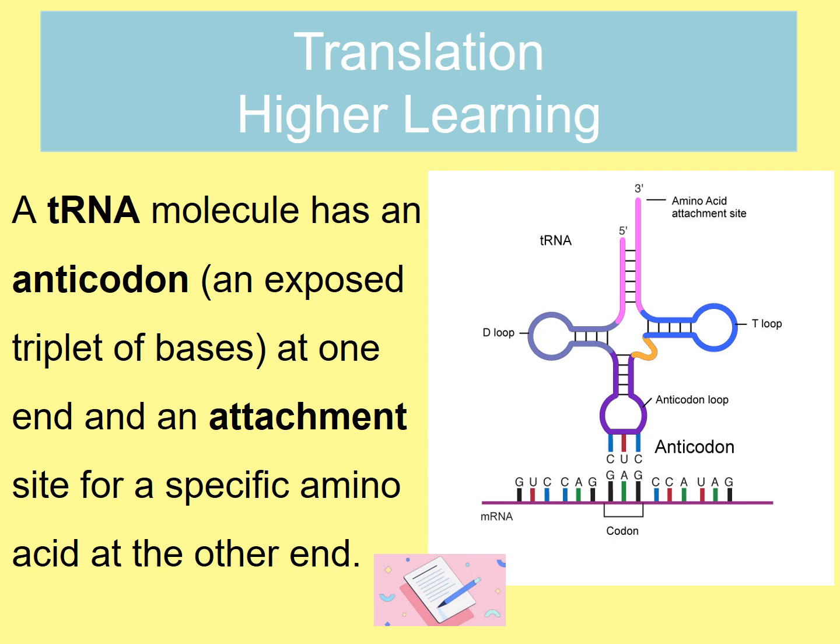What's holding it together at each of those loops is the little lines going across the middle, representing a hydrogen bond. Each molecule of transfer RNA has only one particular triplet of bases exposed, and these are called anticodons. This triplet of bases, this anticodon, is complementary to an mRNA codon and corresponds to a specific amino acid carried by the transfer RNA at its attachment site.